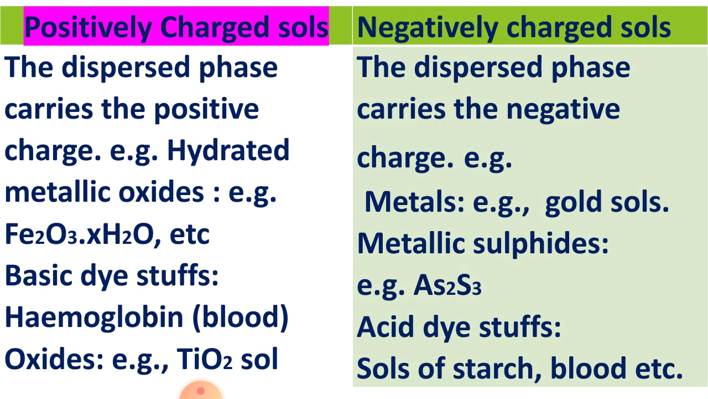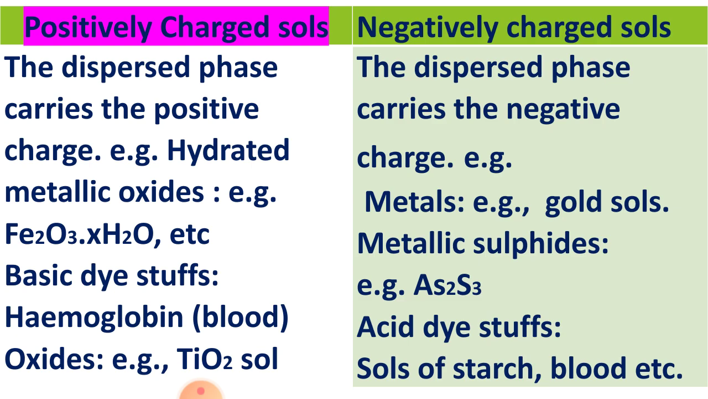Here some examples are given which show the positively charged sol and negatively charged sol. So in the positively charged sol, look here, the dispersed phase carries the positive charge. Some common examples of positively charged sols are hydrated metallic oxides, just like Fe2O3·xH2O. This is also known as rust. One more example you can learn, CrO3·xH2O. One more example, Al2O3·xH2O. So these are some examples of hydrated metal oxides which are positively charged.